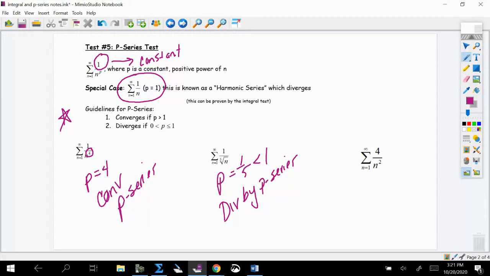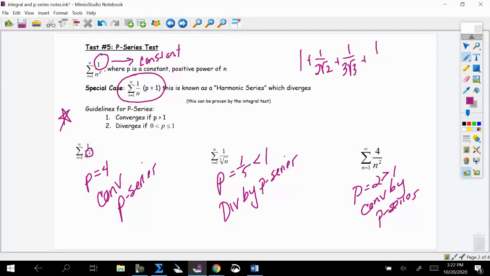Last one, I want to show you just that you don't have to have a 1 on top. You can have any constant on top, and the P-series still applies. This one, my P is 2, which is bigger than 1, so it says converges by P-series. I've even seen questions where they actually write out a few terms. So for example, you have something like 1 plus 1 over 2 root 2 plus 1 over 3 root 3 plus 1 over 4 root 4. And you have to kind of establish what the form is and then use the P-series test.